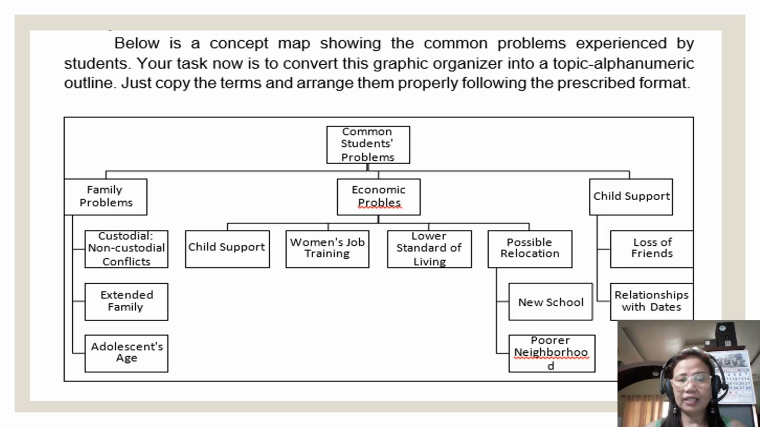arranging the subtopics to that of the main topics. So you have to begin first with the main topics, and then followed by the subtopics. So this is your assignment. You have to write it on a long bond paper to be passed next meeting.